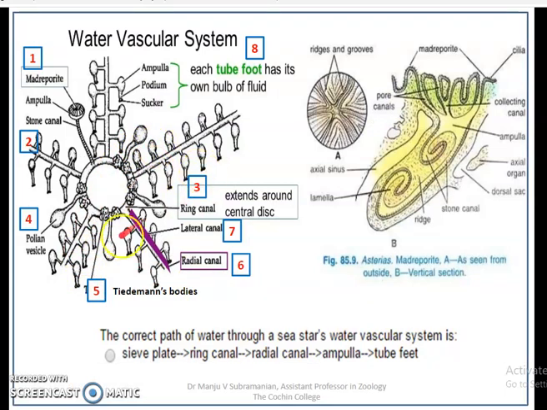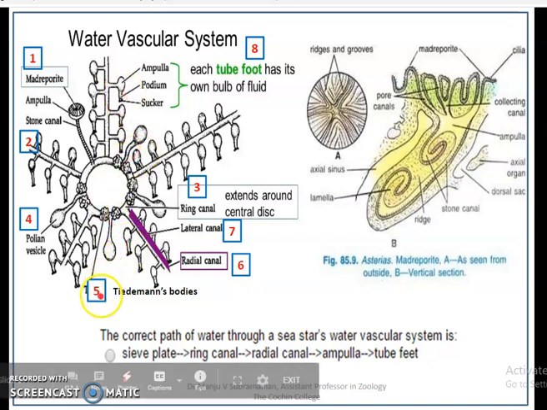The water vascular system, as said earlier, in starfish mainly comprises the following parts: the madreporite, the stone canal, the ring canal, the radial canal, the lateral canal, and ends in tube feet. There are certain additional structures called Tiedemann's bodies and Polian vesicles.